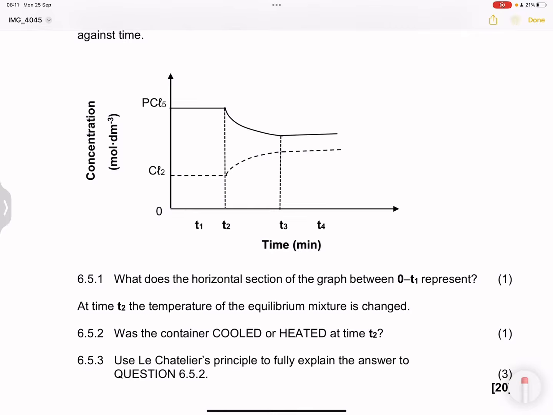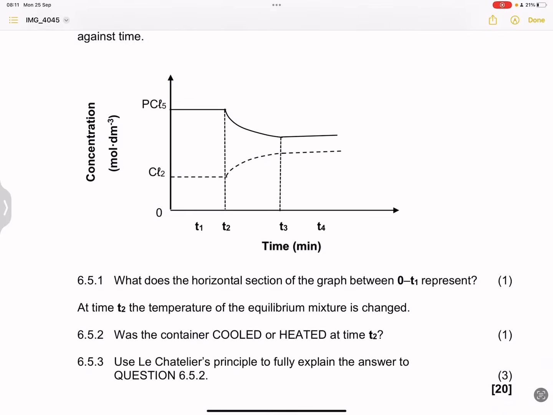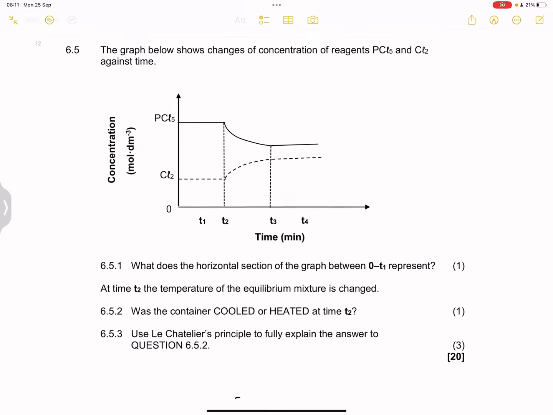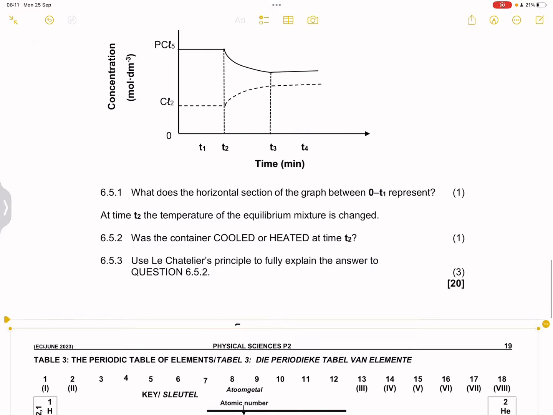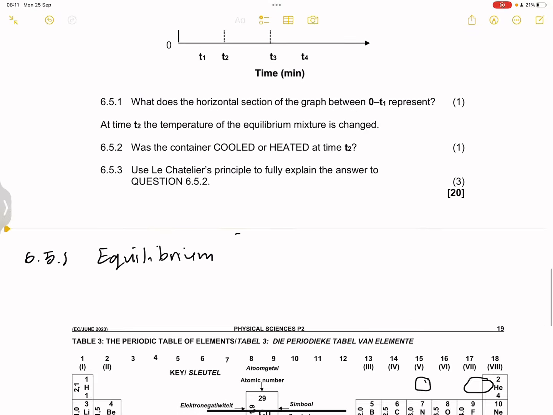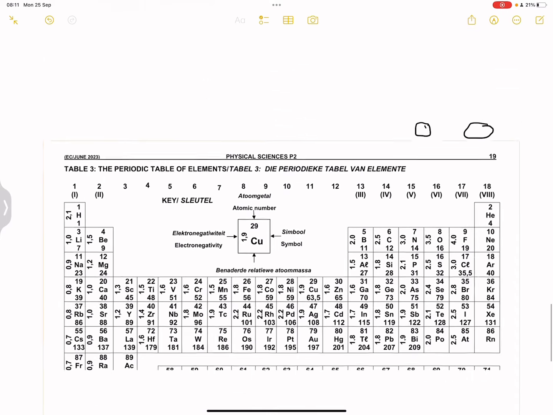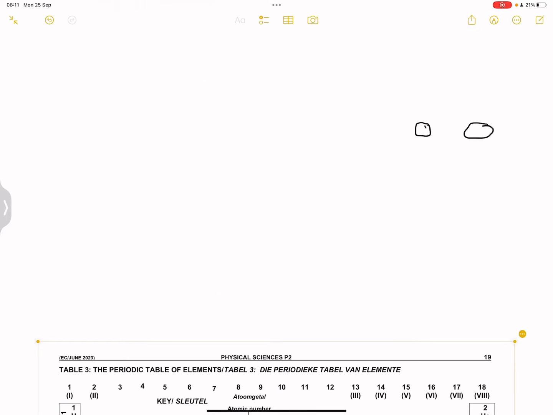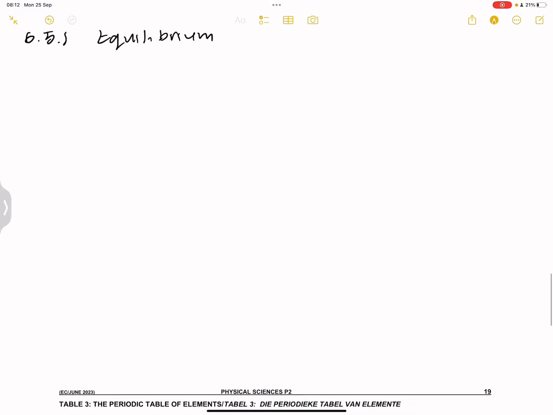I'm going to write that down as soon as my pen allows me to. Yeah, this guy is really giving me an issue. Okay, so we might as well just write it at the bottom there. So for 6.5.1, okay, it simply means that we're having equilibrium. Yeah, technology can embarrass you at times, hey? Okay, so let me remove this guy over there.